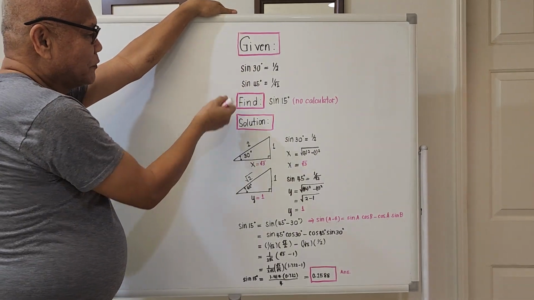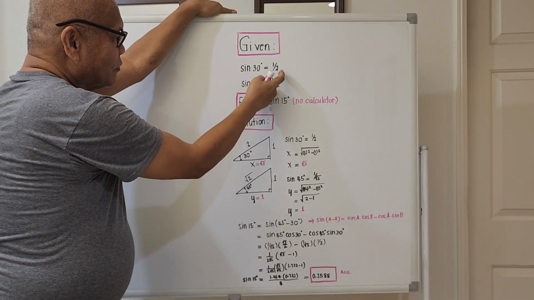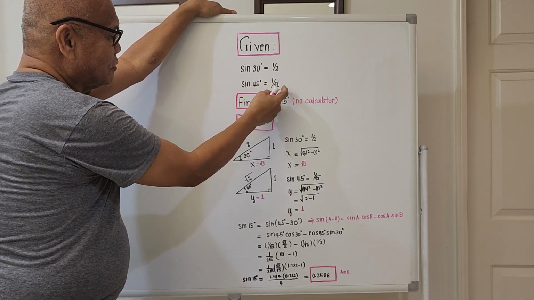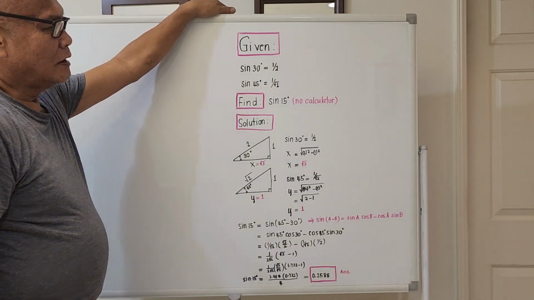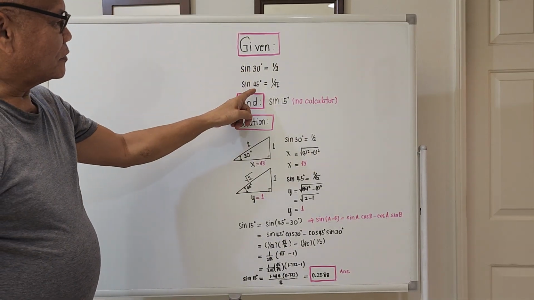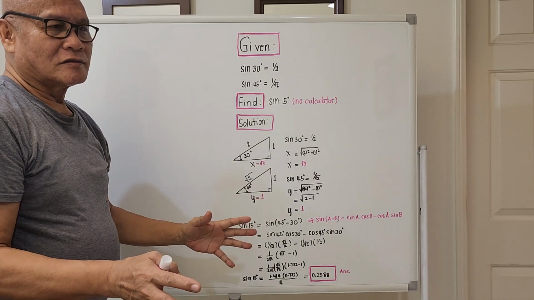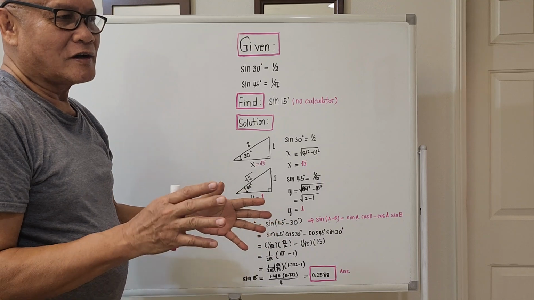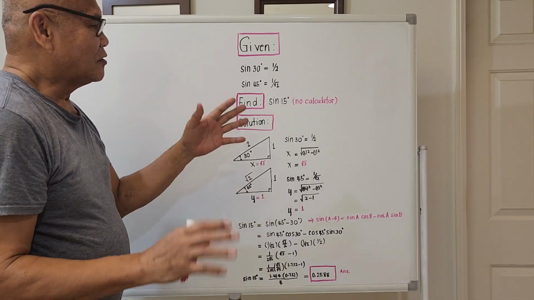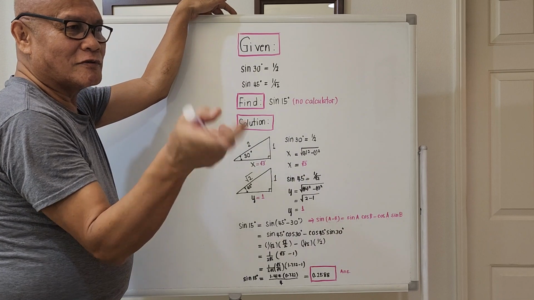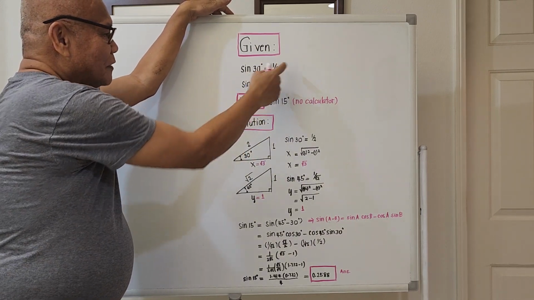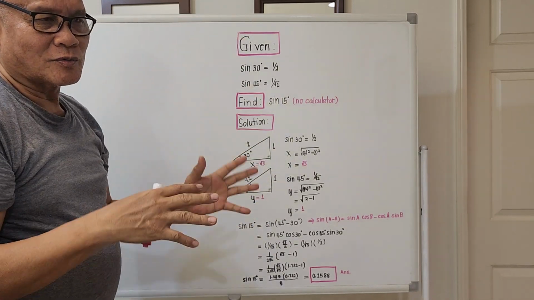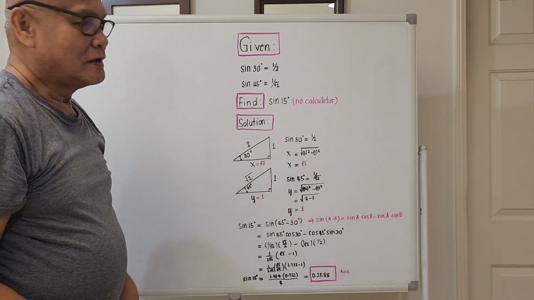We are given sine of 30 degrees is equal to 1/2. Sine of 45 degrees is equal to 1 over square root of 2. 30 degrees and 45 degrees are actually special angles. So, as a mathematician or as an engineer, we know the values of these by heart. If you say sine of 30 degrees, we know immediately that it is 1/2, and sine of 45 degrees is 1 over square root of 2, or in decimal, 0.707.